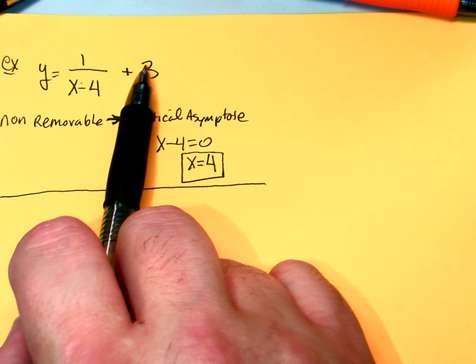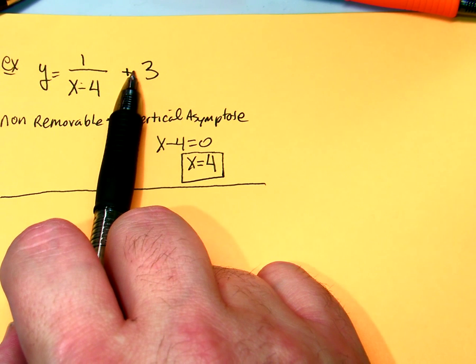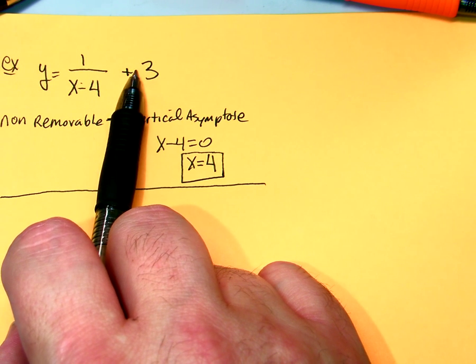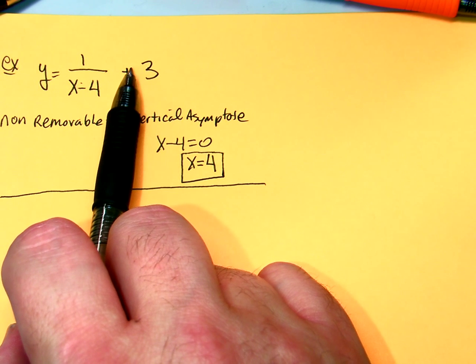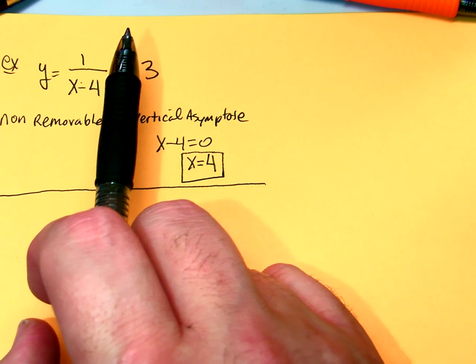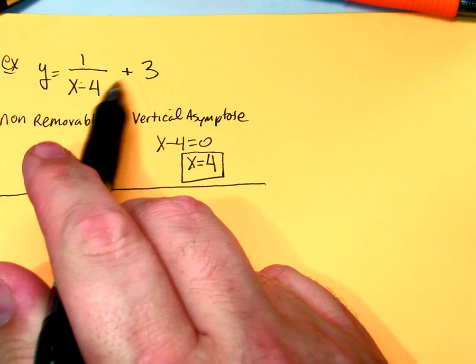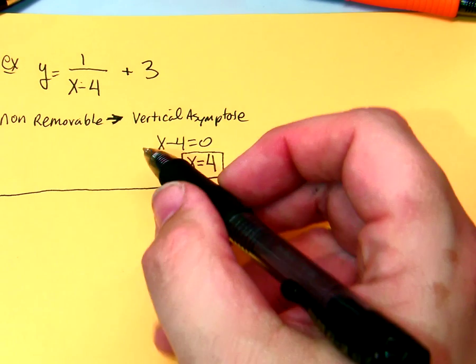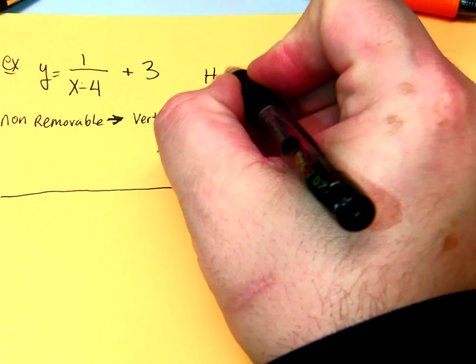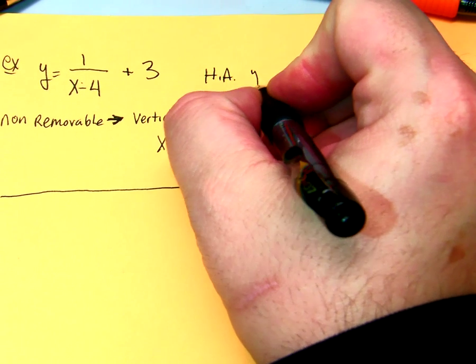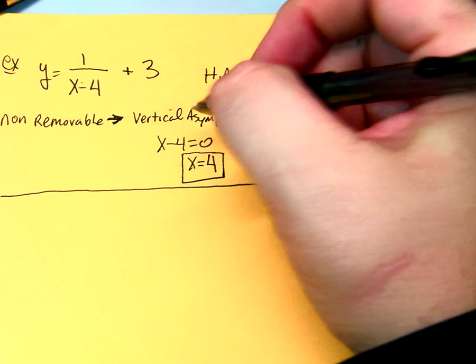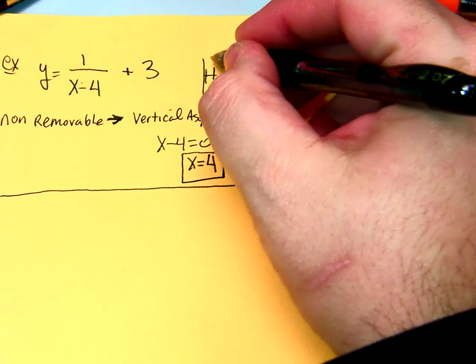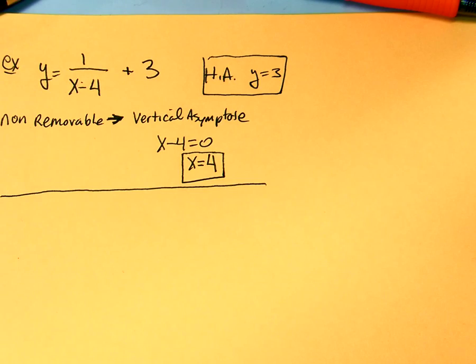But what does the 3 do to the entire graph? It shifts it up 3. So my horizontal asymptote was at 0. Where should it end up being now? 3. So I'll put just a little thing like that. And we'll take a look at the graph and make sure that we didn't screw it up.